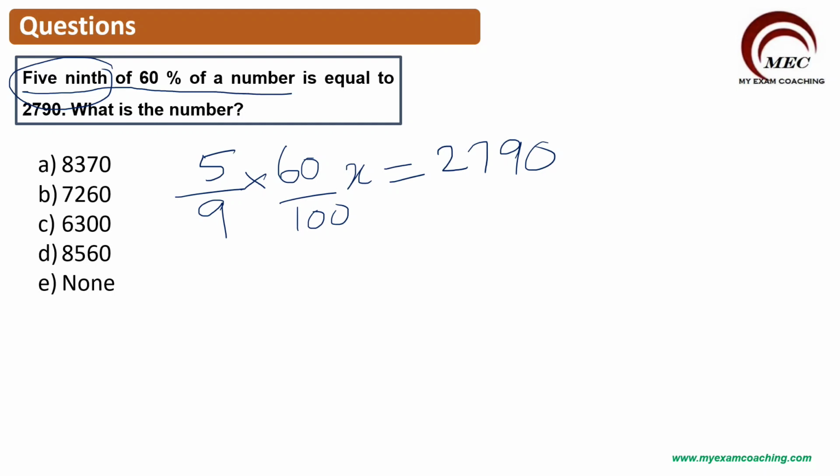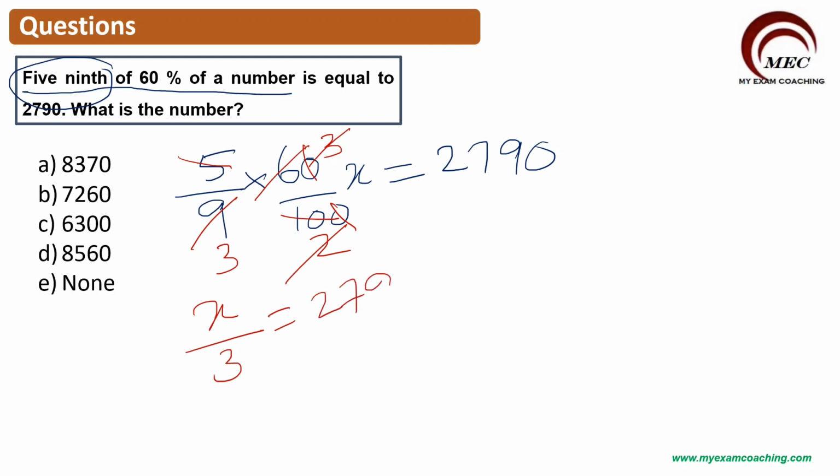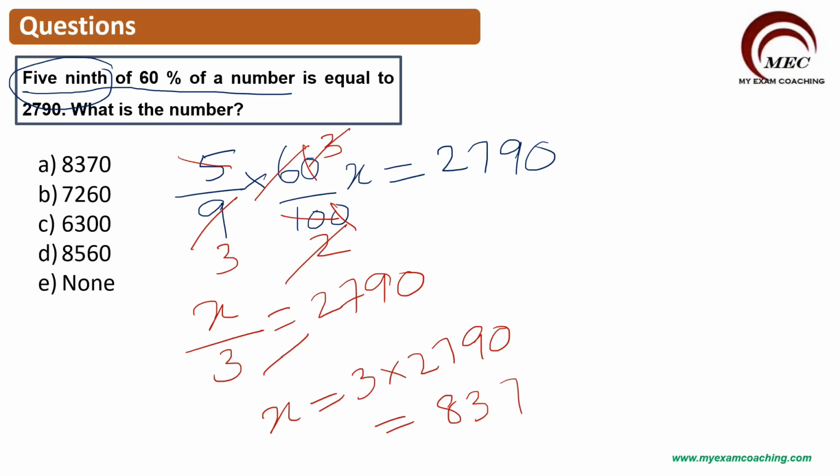Now let me simplify it. You can cut this 0 and this 0. 5 and 10: 5 will go in 10 two times. 2 and 6: 2 goes in 6 three times. 3 and 9: 3 times. So you finally got x by 3 is equal to 2790. We want x. So x is equal to what? Just cross multiply: 3 multiplied by 2790. When you multiply it, what will we be getting? 8370. So 8370 is the correct answer.